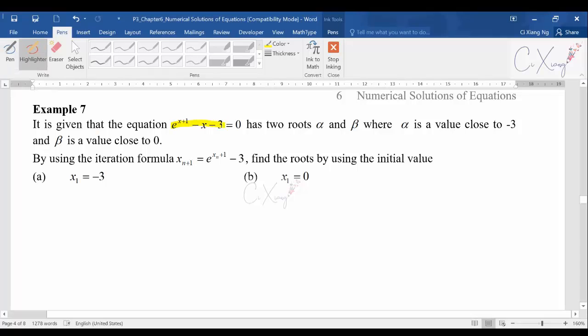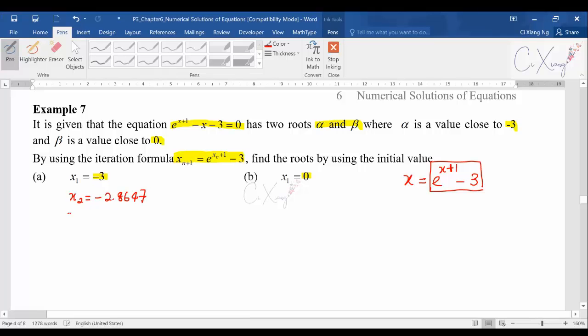So here they say there is this equation, and then you have roots alpha and beta. Alpha is the value close to 0.3 and beta is the value close to 0. They want to use this iteration formula, and find the roots by using these two different initial values. Again, now your iteration formula is x equals e power x plus 1 minus 3. Key in this formula into your calculator and try to write out the iterations here.